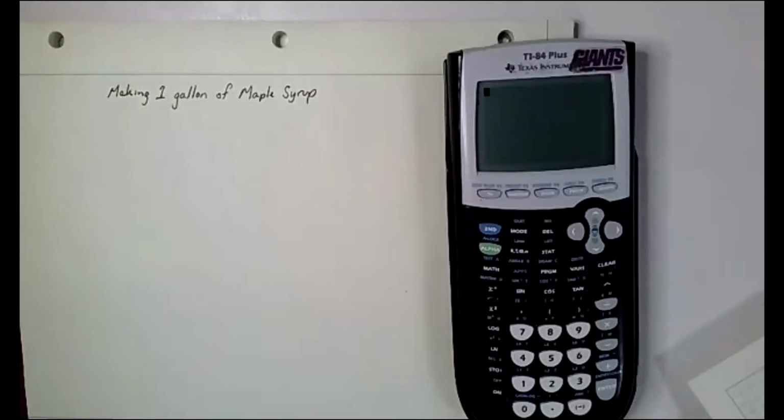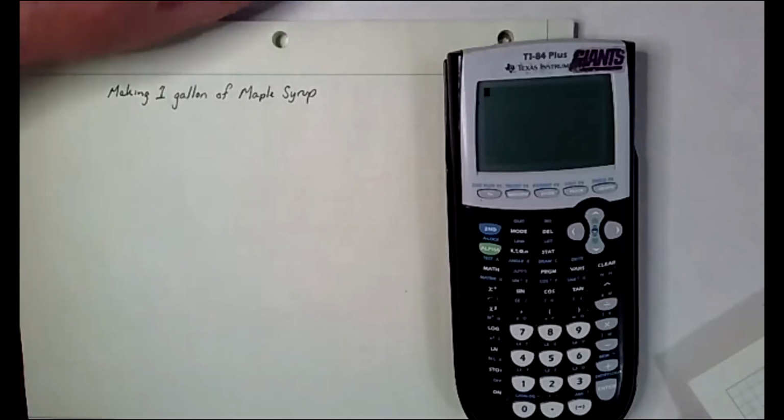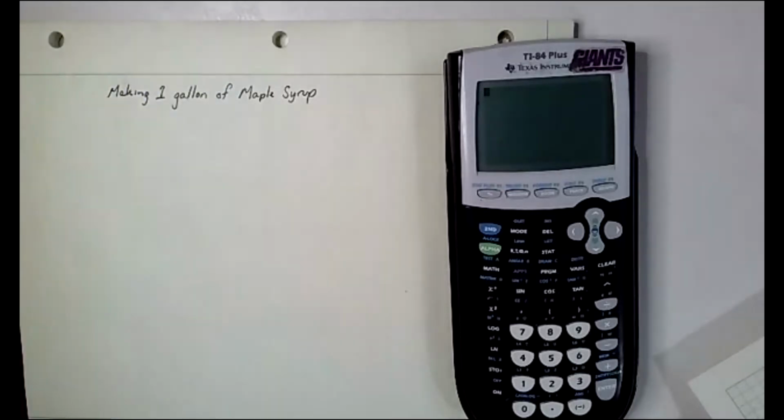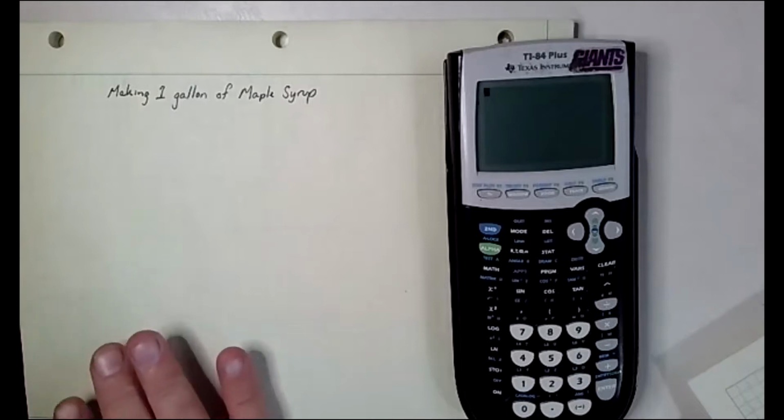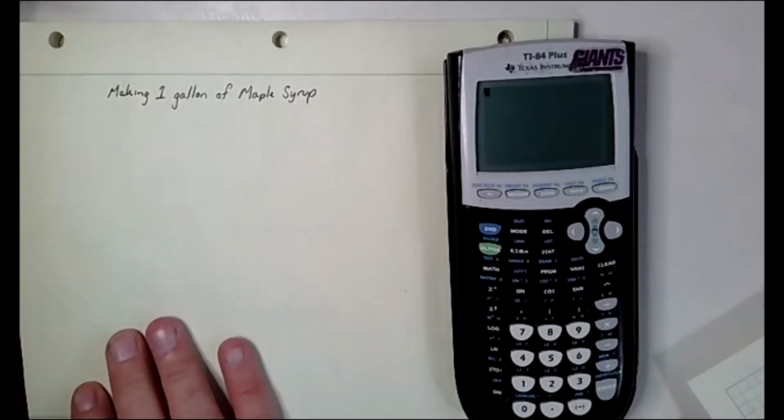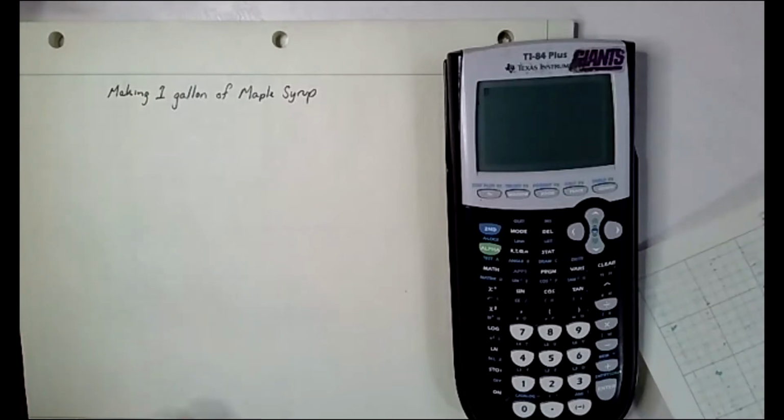In this lesson, we're going to take a look at how much heat it takes to actually make a gallon of maple syrup. So here in Vermont, of course, maple syrup is a big deal. And so famously, it takes 40 gallons of sap to make 1 gallon of syrup.